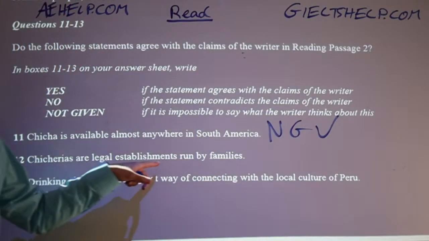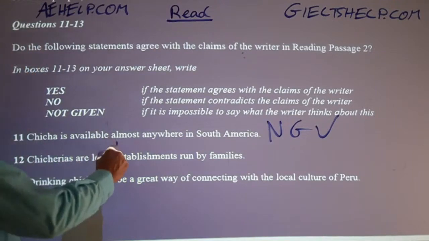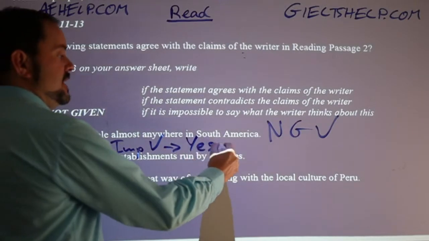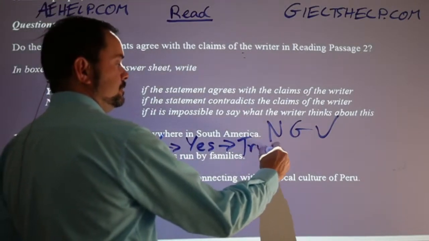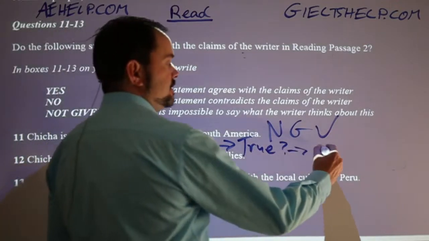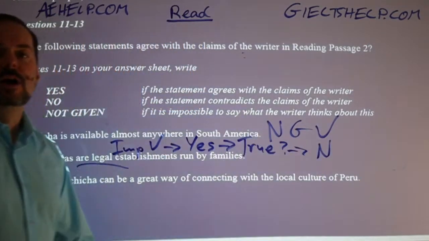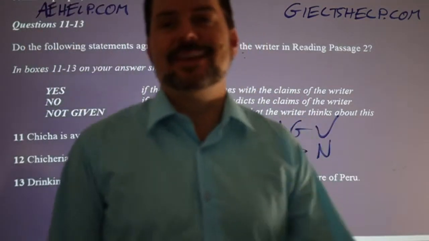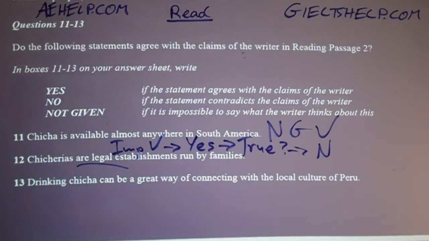Chicaterias are legal establishments run by families. Important? Yes. Okay. Then, is it true? So are they legal establishments? They're not legal. I remember they're not legal. So the answer here is no. Okay. I had a very clear visualization here of the illegal chicaterias. So absolutely not. Thomas, not given. Absolutely. Good job on that. And Vicky, good job on the fermentation as well.